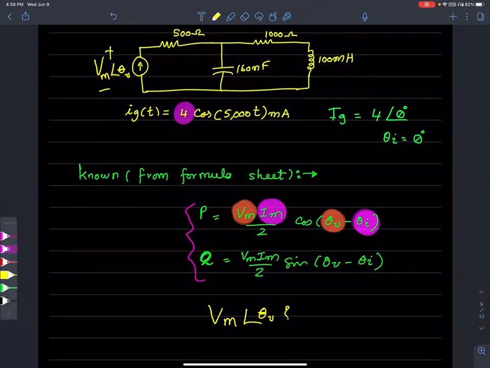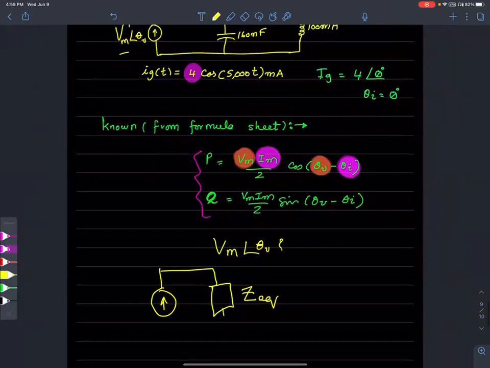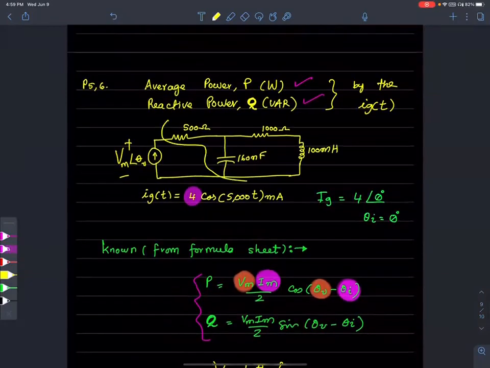Thevenize the circuit. Say that again. Thevenize the circuit. Yes, yes. We notice that this is a bunch of resistors, a capacitor, and an inductor. So what we can do is simply, if we were to find one impedance, Z equivalent, that is being driven by this Ig, then Vg is Ig times Z equivalent.